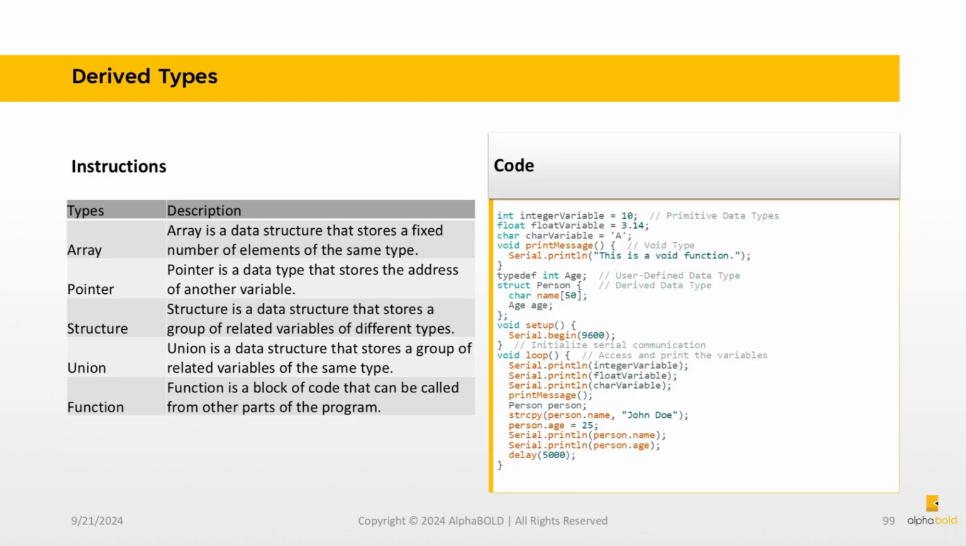Derived types. Array. Array is a data structure that stores a fixed number of elements of the same type. Pointer. Pointer is a data type that stores the address of another variable. Structure. Structure is a data structure that stores a group of related variables of different types. Union. Union is a data structure that stores a group of related variables of the same type. Function. Function is a block of code that can be called from other parts of the program.